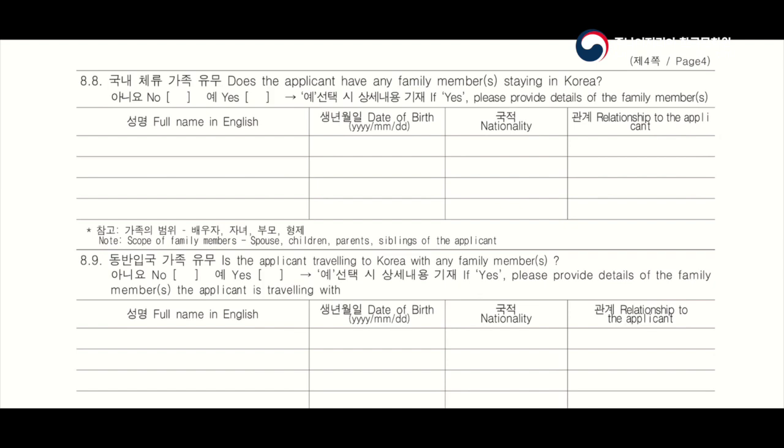Also, if the applicant travels to Korea with any family member, if you're traveling with anybody, your family members, you have to indicate the person's name, date of birth, nationality, and your relationship. If it's your brother, your mother, your father, or your cousin, you have to indicate and give details about them. But if you're traveling alone, you don't really need to fill this part.